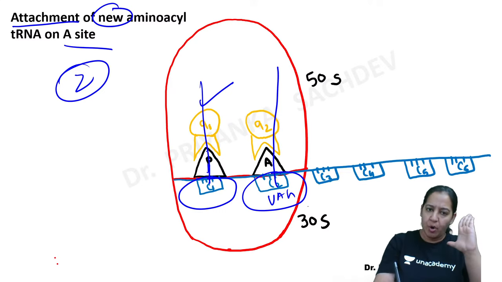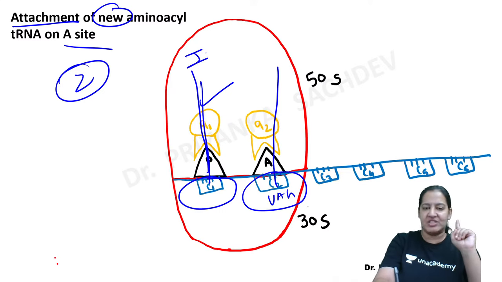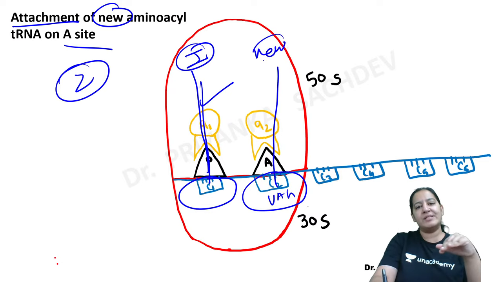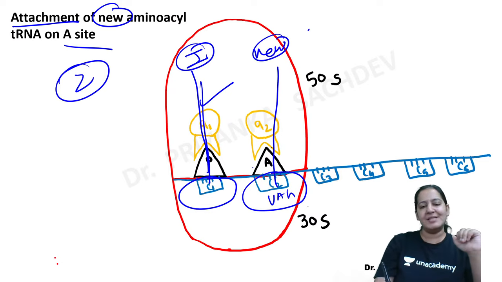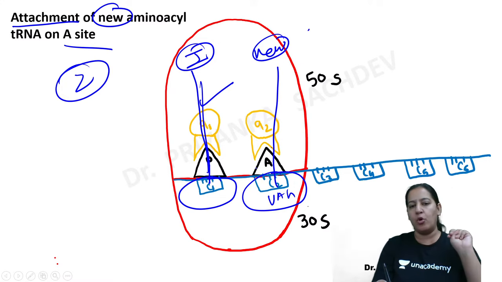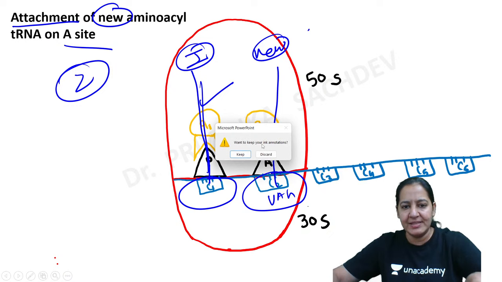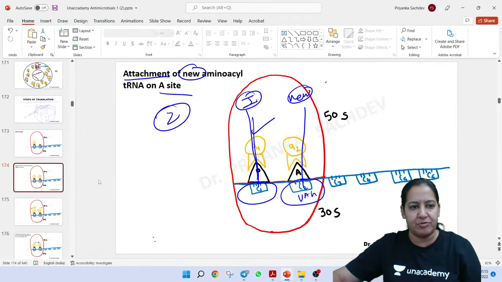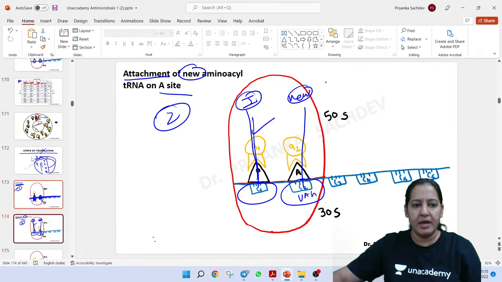Right? So initiation always takes place at the P window, the first step, and then the new amino acid comes and binds at the A window. So that is step 2. Step 1 and step 2 are over. Everyone give me a thumbs up. Let me show you again step 1 and step 2. Now I'm coming to step 3. Listen, I am teaching you.